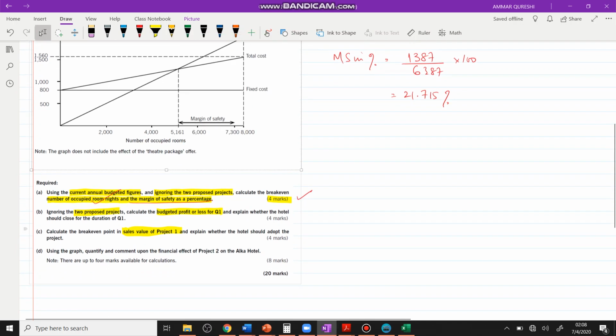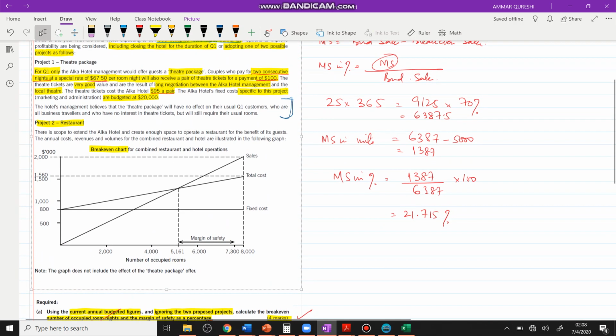Now, what is point number D? Requirement number D is using the graph, quantify and comment upon the financial effect of project 2 on Elka Hotel. Right now, what will happen is, let's try to identify this graph first.